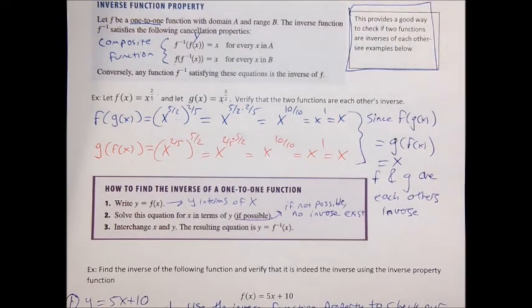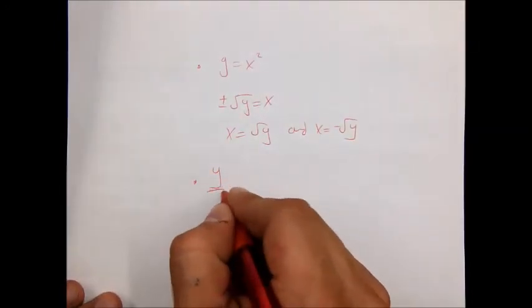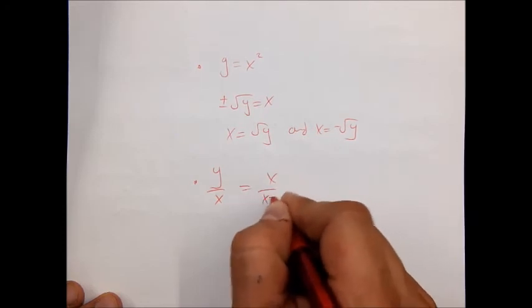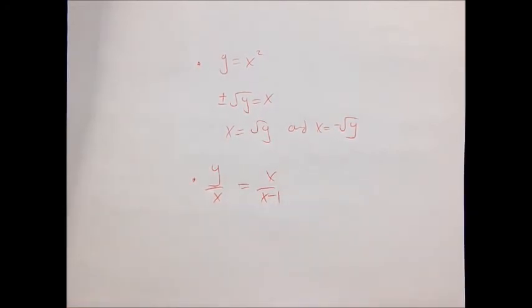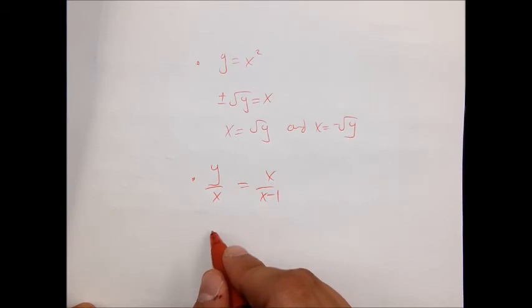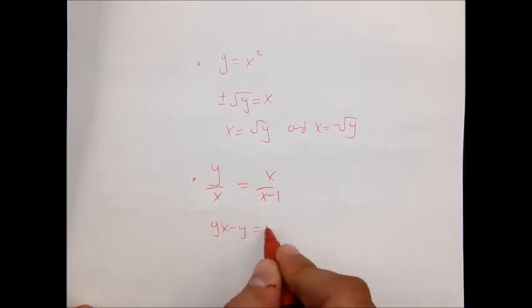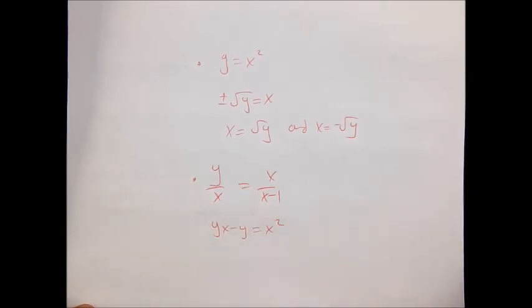Does this one work? I might have one. No, that doesn't work. So this is another one, maybe. We had one like this. We wouldn't be able to solve for x on that one, so if we cross multiplied, we'd get yx minus y equals x squared. Is that right?